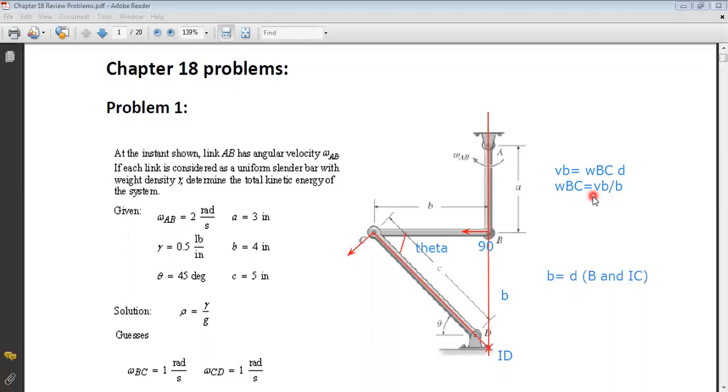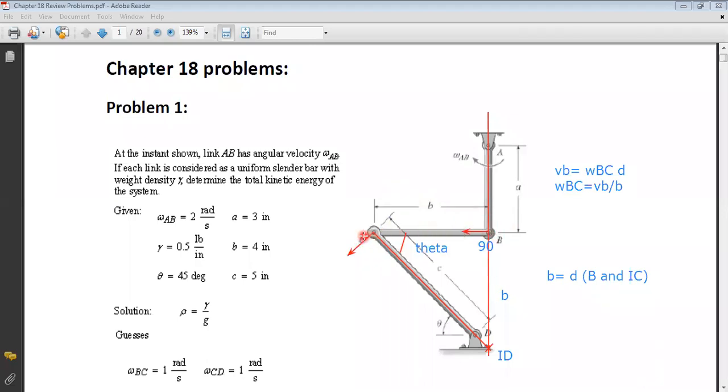Now, if you didn't pay attention to the IC method, it will be more complex because you will need to do the vectorial analysis to find omega, which is a longer method. So please keep in mind always that the IC method can facilitate the calculation of angular velocity. Once I find omega of BC, now I can write the expression of kinetic energy of BC.